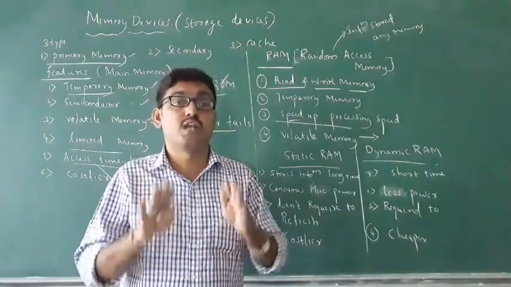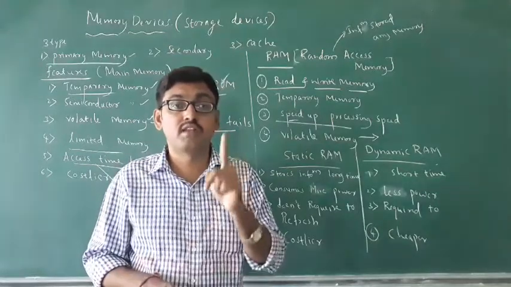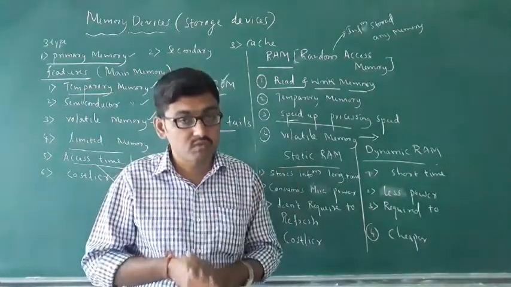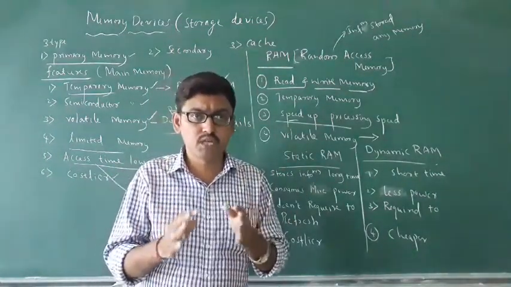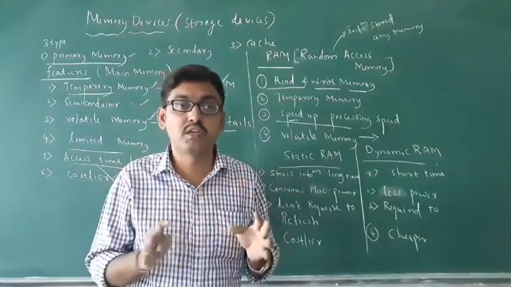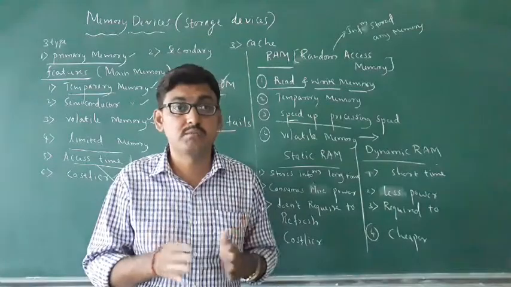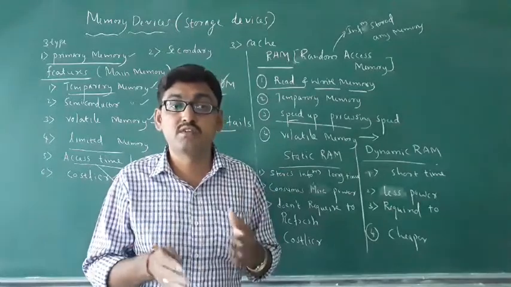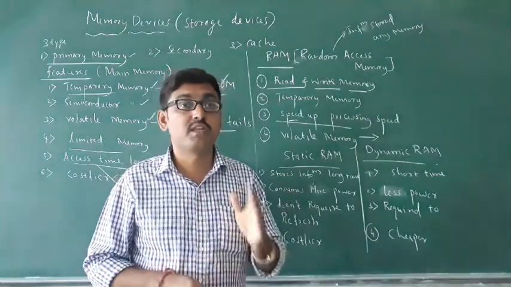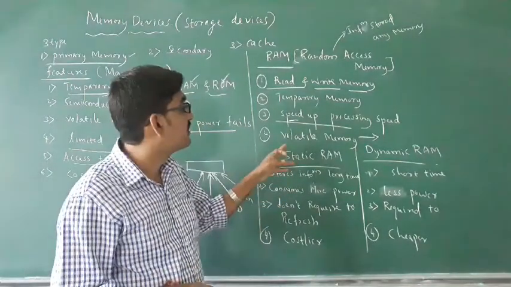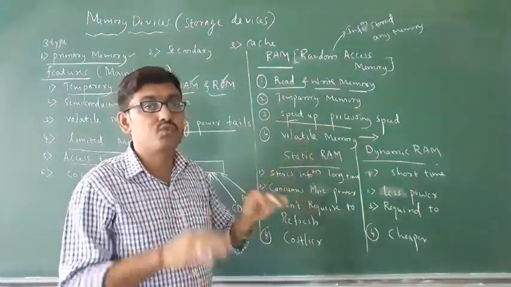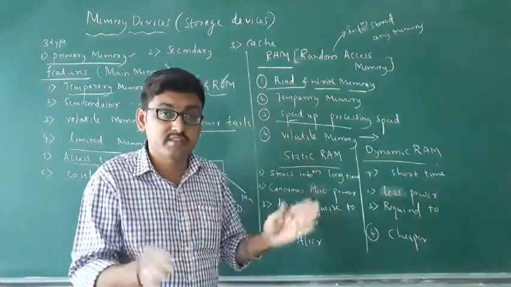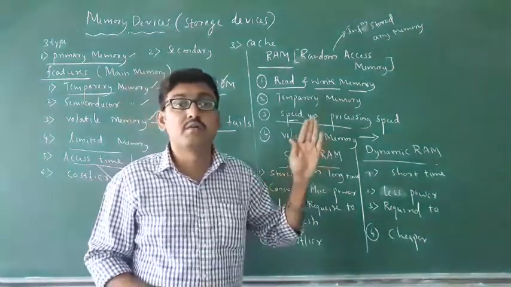Because whatever data you type is in the RAM only. RAM is a temporary memory. The data in RAM will be erased. That's why you have to remember, whatever work you do in the computer, you have to save it. Otherwise you cannot get that data. If you do not save, you cannot get that data, because RAM is a temporary memory. RAM is a volatile memory. Volatile means during power failure, whatever data you have in the RAM will be erased. That's why it is a volatile memory.